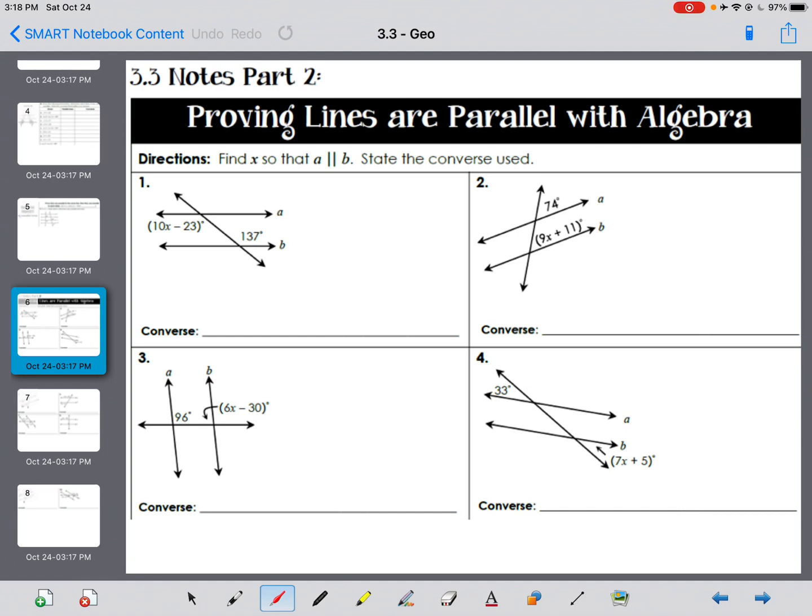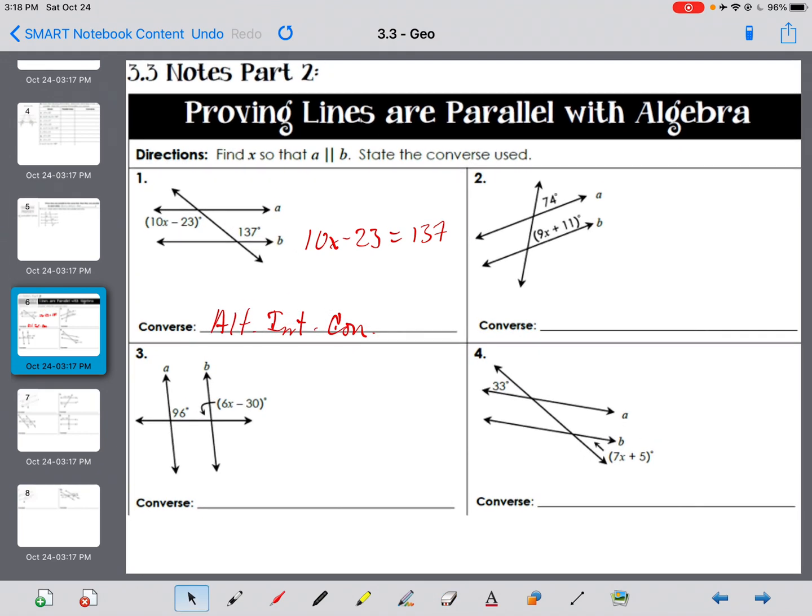Well, if we look at number 1, if we were going to say that those are parallel, that means that those two angles would have to be congruent because of alternate interior converse. So that means we're going to take 10x minus 23 and set it equal to 137. So what value of x is going to make this true? Oh, we're supposed to write it down here. Alternate interior converse.